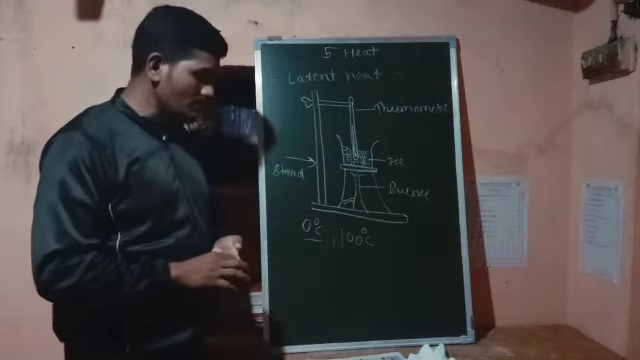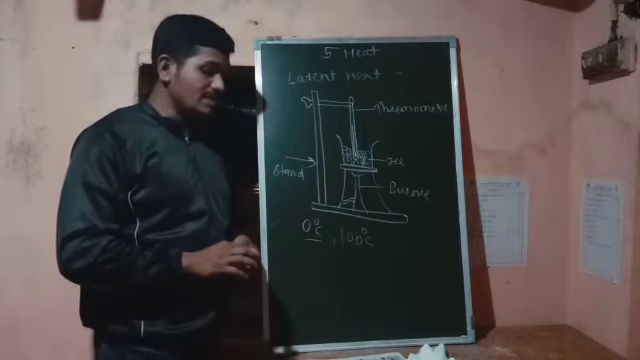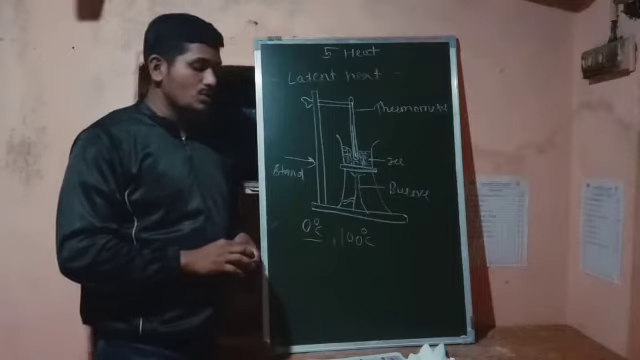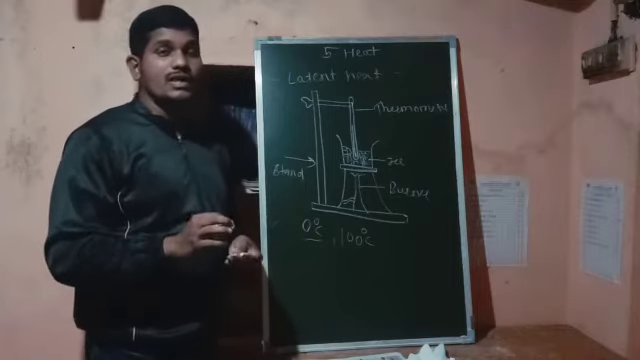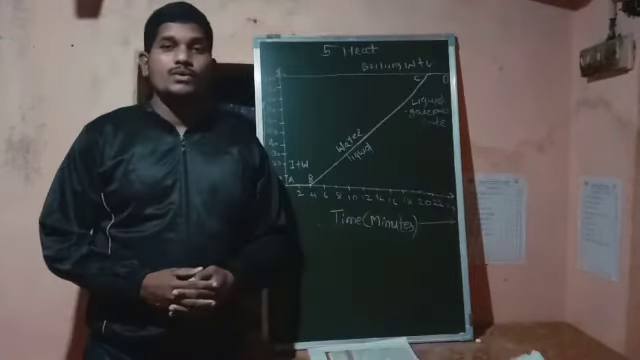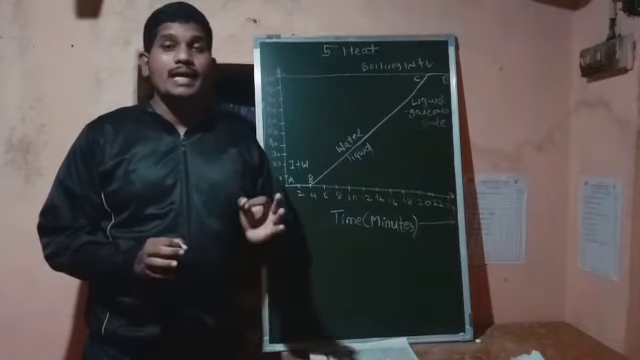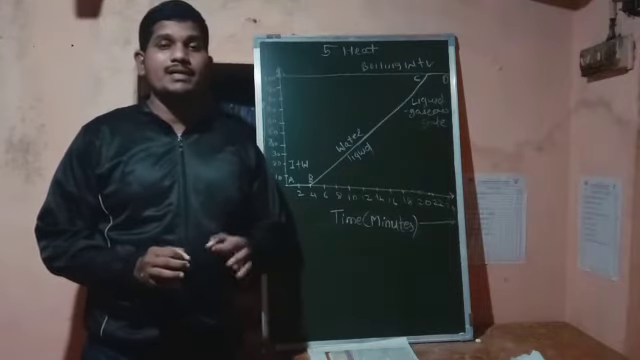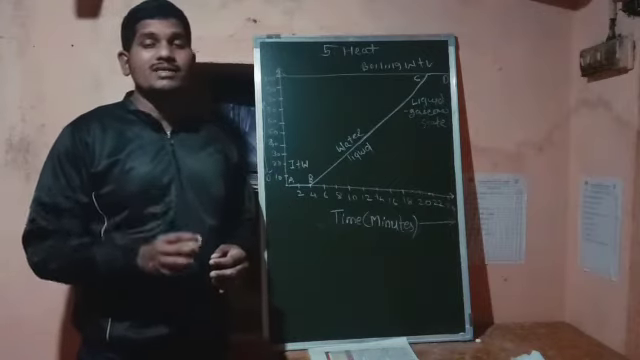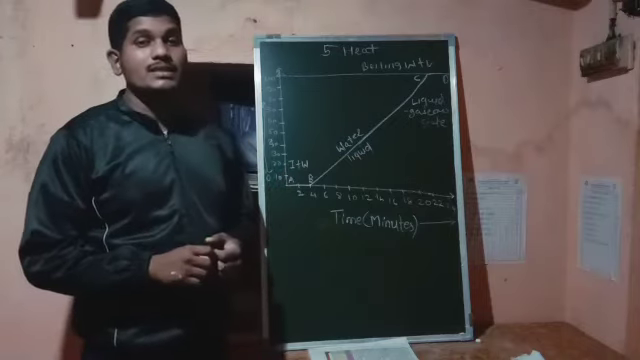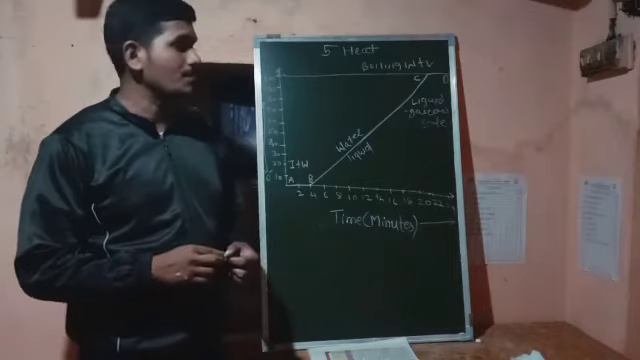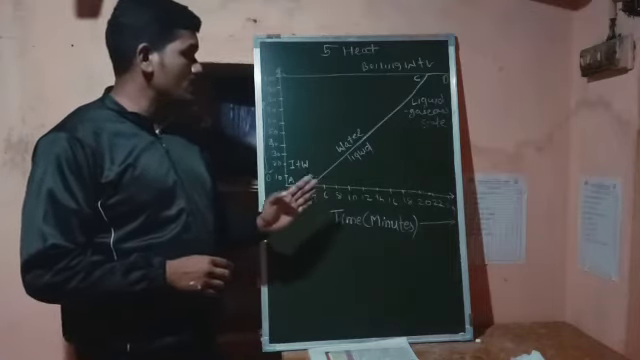Now as far as latent heat is concerned, there is one graph through which we can understand these changes. Simply, we will draw the graph. So this is what we have learned about the experimental concept of latent heat. Now we will understand the same concept with the help of this graph, the temperature against the time. So this is the graph we have to plot.